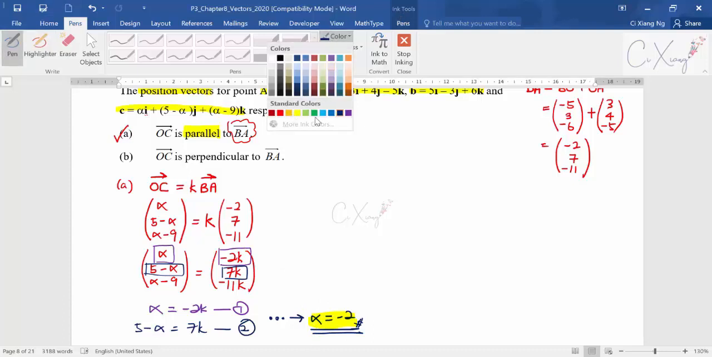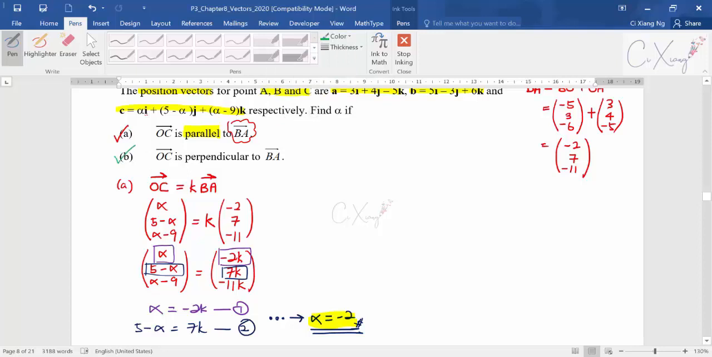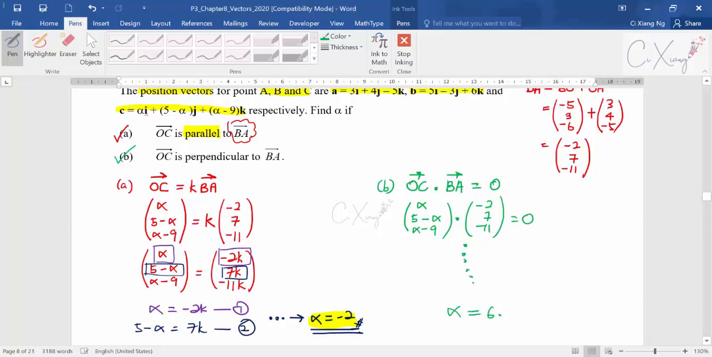Then for part B, how can we solve it? Okay, so for part B, they say that OC is perpendicular to BA, which is quite straightforward. So OC dot BA equals 0. So this is the formula for perpendicular vectors, right? So what is OC again? Alpha, 5 minus alpha, alpha minus 9, dot BA, which is negative 2, 7, and negative 11, and it equals 0. Continue from here, you should be able to get alpha equals 6.7.